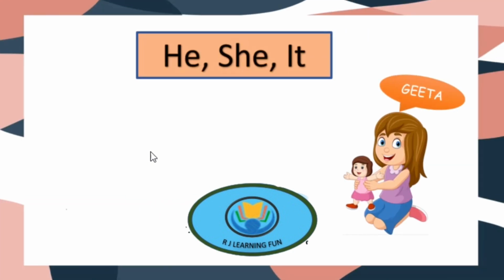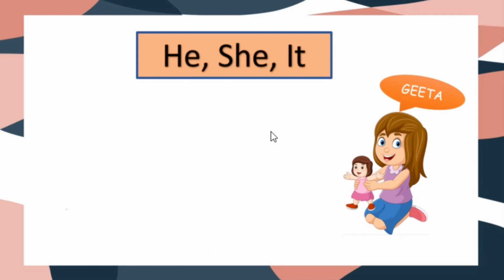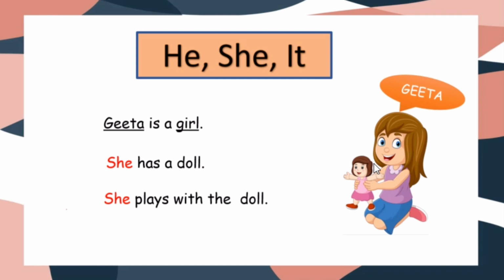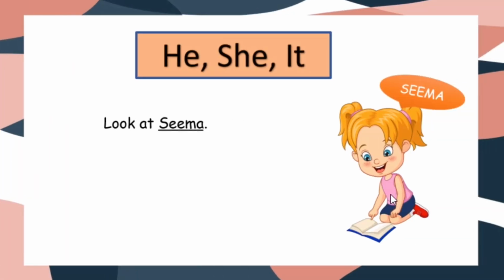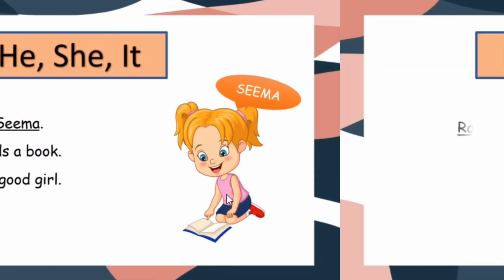Hello kids, let's read some sentences using these short words he, she and it. Geeta is a girl. She has a doll. She plays with the doll. Look at Seema. She reads a book. She is a good girl.